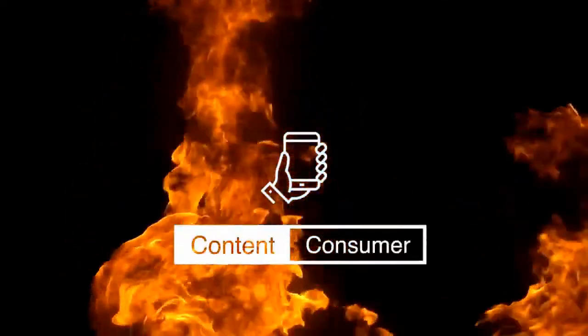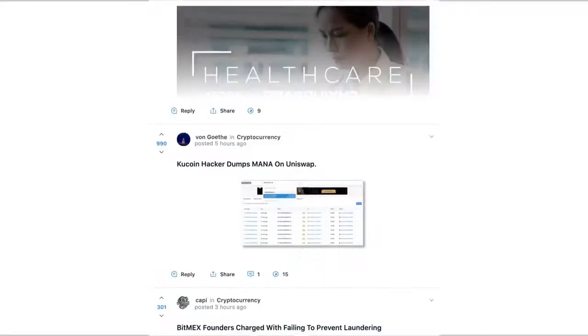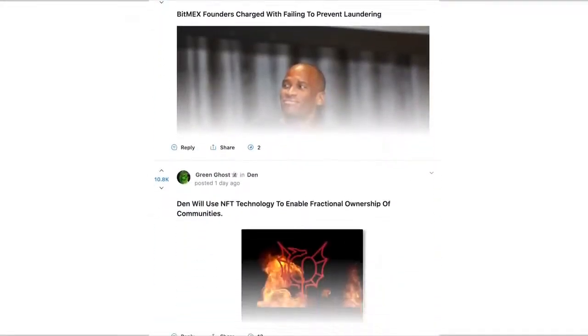A content consumer is a user that wishes to find and consume the most valuable content in a given subject area or within a community.